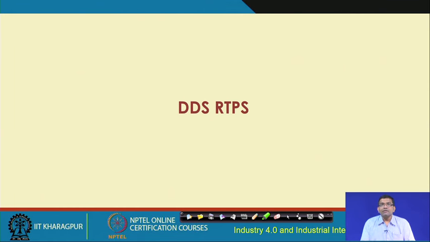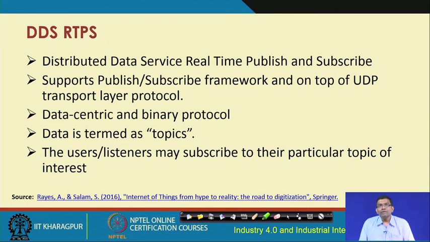So, DDS RTPS, what is it? The full form of this is Data Distribution Service, Real Time Publish Subscribe. Again we are talking about publish subscribe. As you can see, this kind of publish subscribe model, because of its inherent characteristics, is very attractive for use in IoT networks because of the way IoT networks work. So, these support the publish subscribe framework on top of the UDP transport layer protocol.